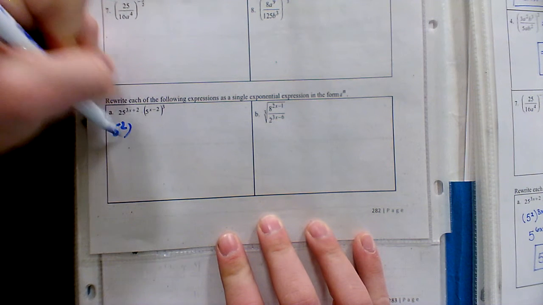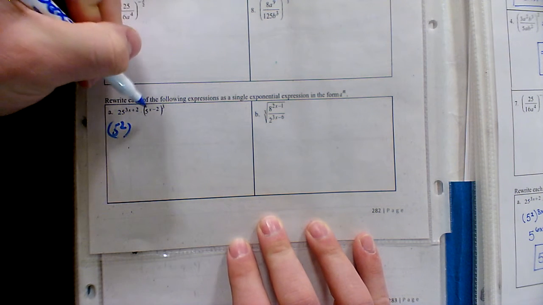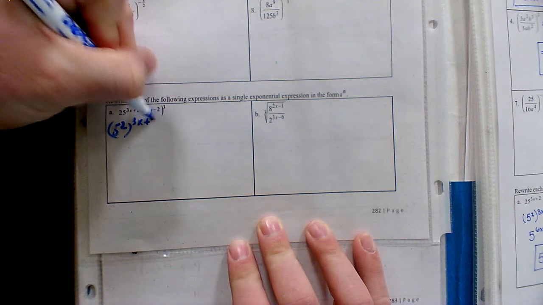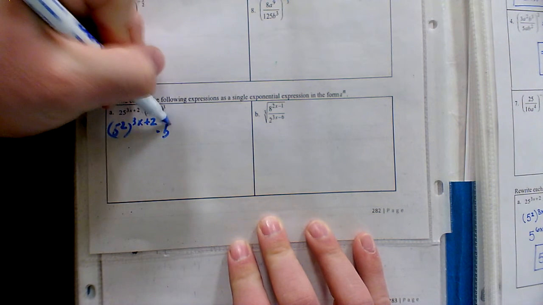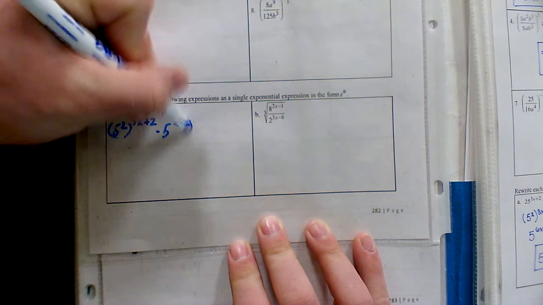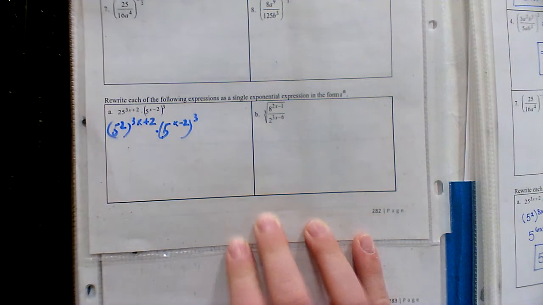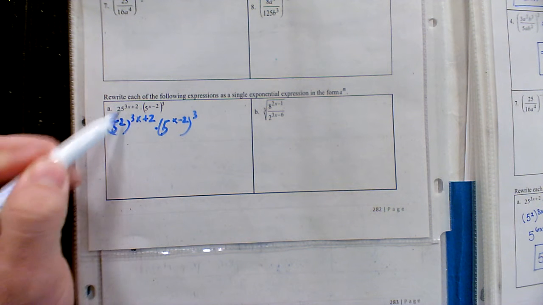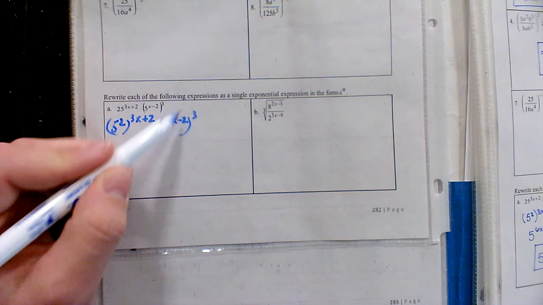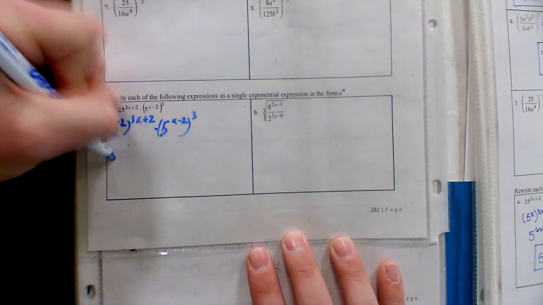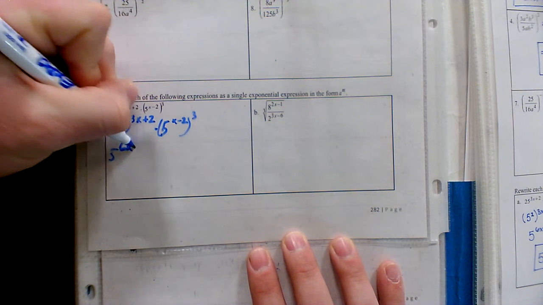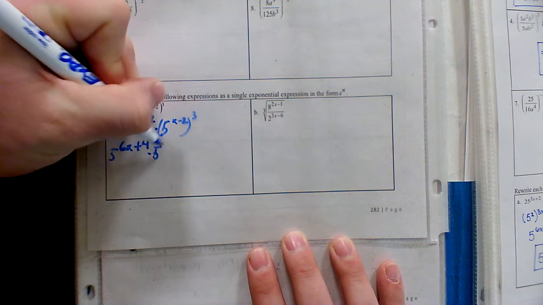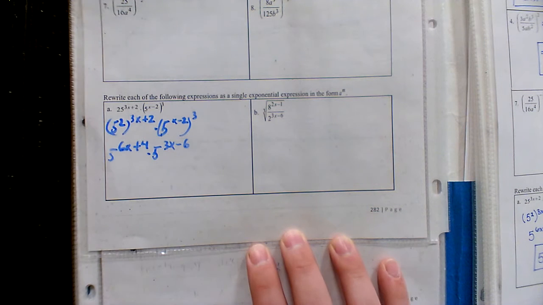So it's going to be 5 squared in parentheses, and then the 3x plus 2 is still there, times the 5x minus 2, and that's all raised to the third power. Now we have a power to a power and power to a power. So from yesterday, we need to multiply those together. So the 2 times the 3x, 2 times the 2, x times the 3, and negative 2 times the 3. So we get 5 to the 6x plus 4 times 5 to the 3x minus 6.